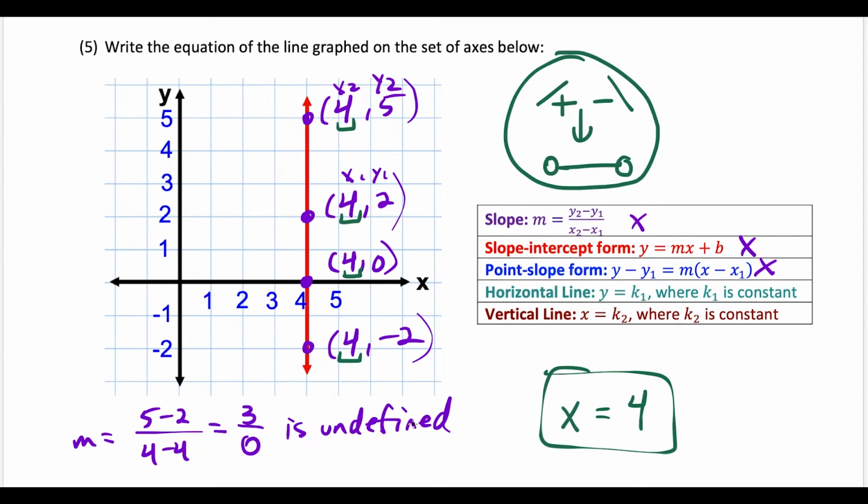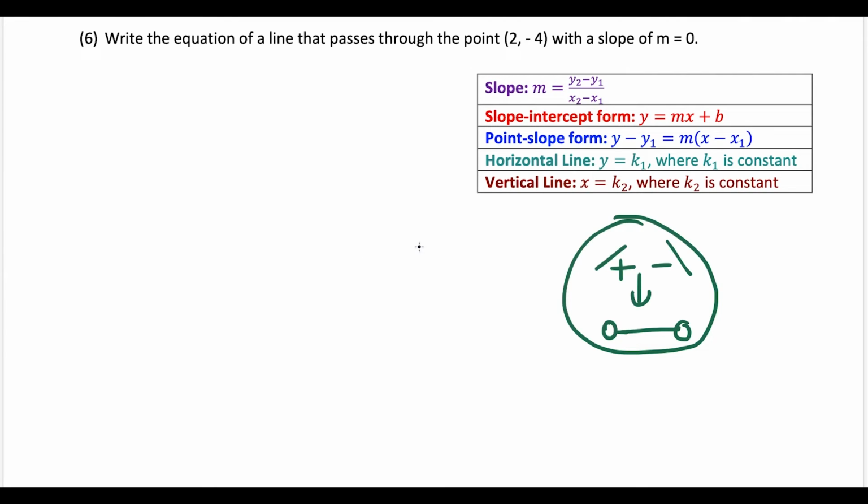Okay, so we have an undefined slope when our slope is vertical. But if we bring slope guy with us to the next question, let's see what happens when we have a slope of 0. Looking at slope guy, when we have a 0 slope, we should have a horizontal line. And if we have a horizontal line, our equation should be in the form y equals a constant. So if we're writing the equation of a line that goes through this point with a 0 slope, then we're going to have y equals, and we just have to match the y value to our point, which is going to give us y equals negative 4.